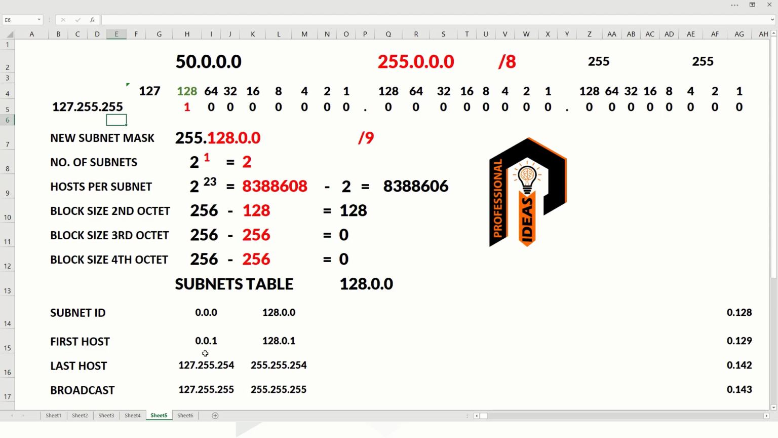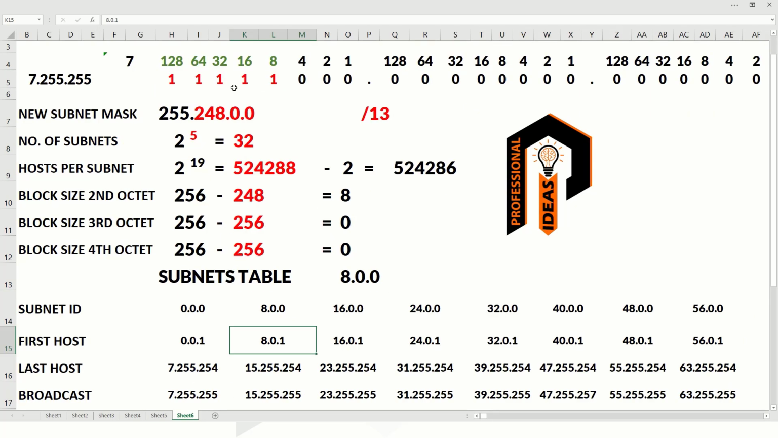To find the first valid host, add 1 in each subnet ID. So first valid host of each subnet ID will be 0.0.1 and 128.0.1. To find last valid host, subtract 1 from broadcast address of each subnet. So by applying the formula and expanding it, we get 127.255.254 as the last valid host of 0.0.0 subnet and 255.255.254 for 128.0.0 subnet. Hence we have completed subnetting of class A up to /9.